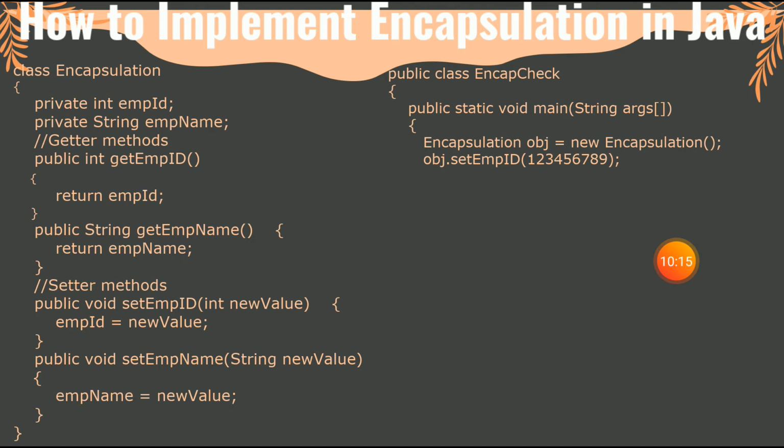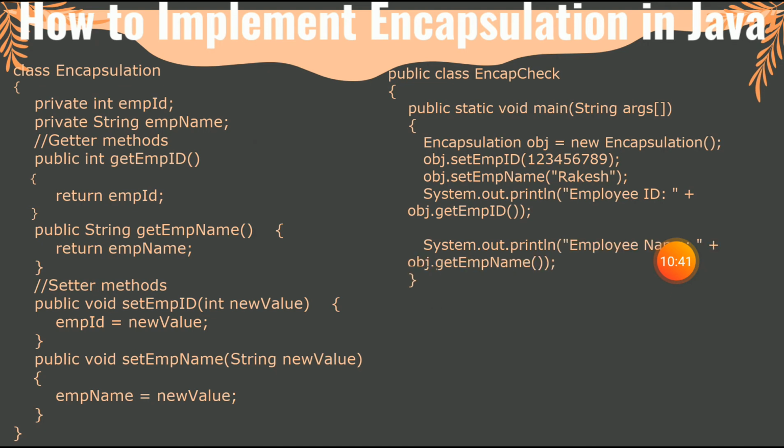obj.setEmployeeID. setEmployeeID is the method that is created in the Encapsulation class, and the value is passed. Here also the name is passed through obj.setEmployeeName with my name. Now we have to print it out, so System.out for the employee ID, and then System.out for the employee name, and the output will show the employee ID like this and the employee name like this.